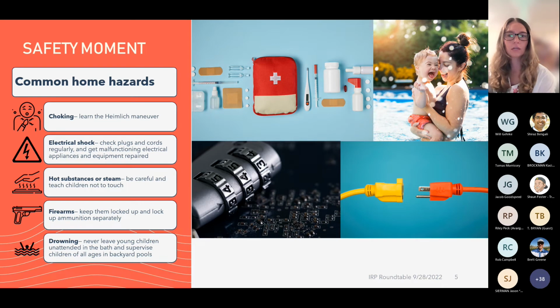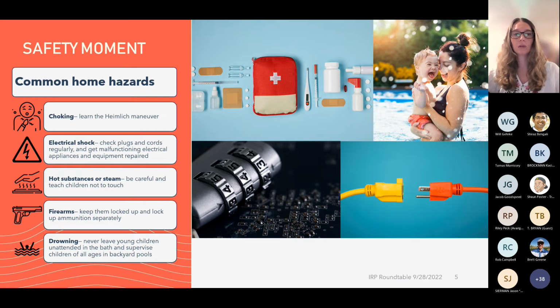Okay, so today we just wanted to touch on some common home hazards. Make sure your home is safe and your families are safe, or your roommates or people that you live with or live near. So make sure that you learn the Heimlich maneuver. Keep people safe and yourself safe. There is a way to do the Heimlich on yourself if you are alone or live alone. And then you can always learn how to additionally do that on children and adults. Make sure you protect yourself from electrical shock.